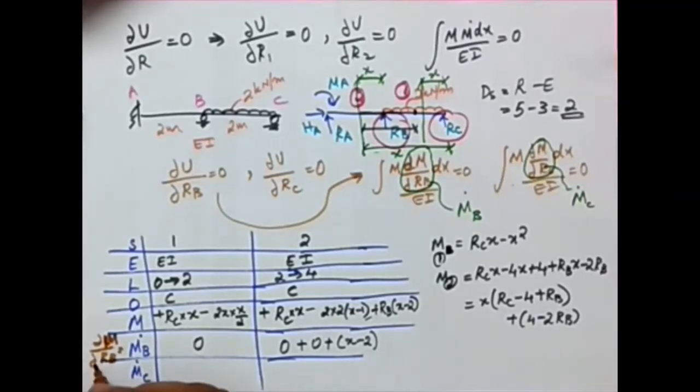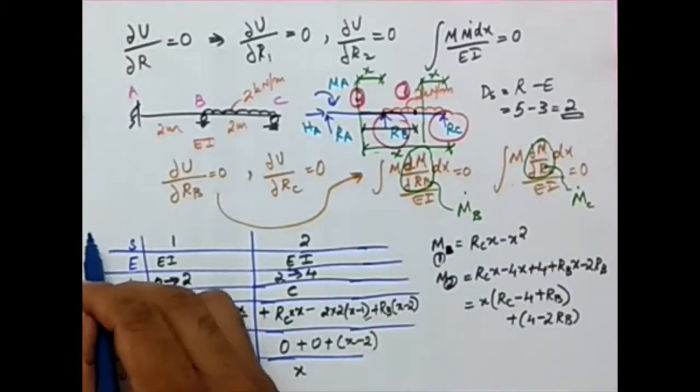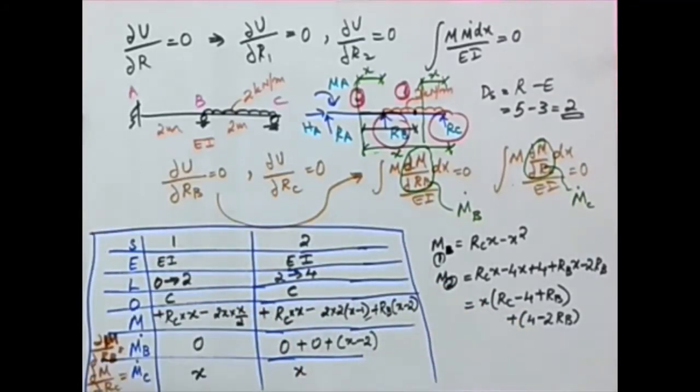Now I have this m dot c, that is dou m by dou rc. So when I differentiate this with rc, I'm going to get x. From here I will be getting the value x. This is 0. Here I'm going to get x, and this is 0. This is 0 because I'm differentiating with rc. So this is a constant, so this term also gives a 0. So this is the complete table. Now we have the complete table with which we are going to do the rest of the calculation.